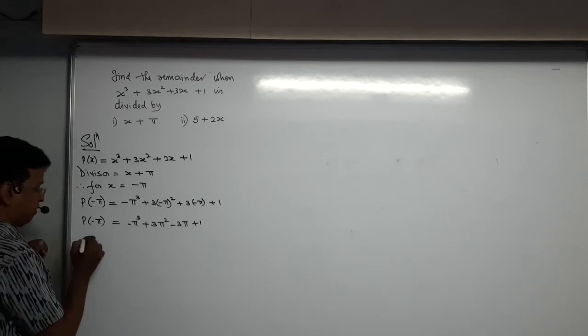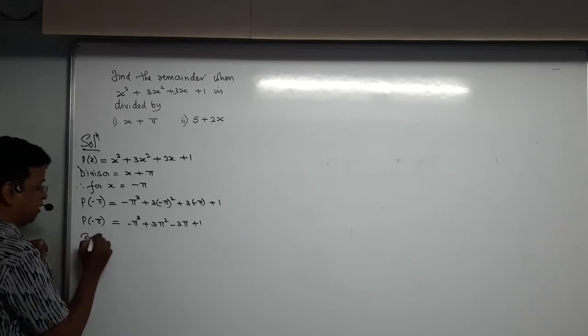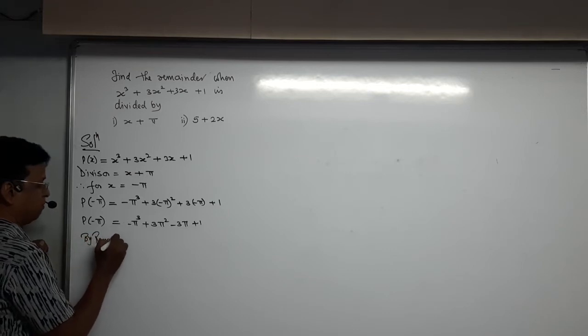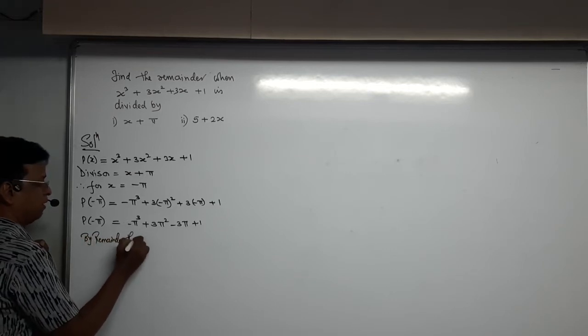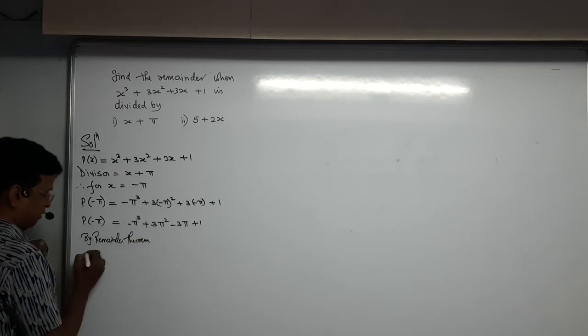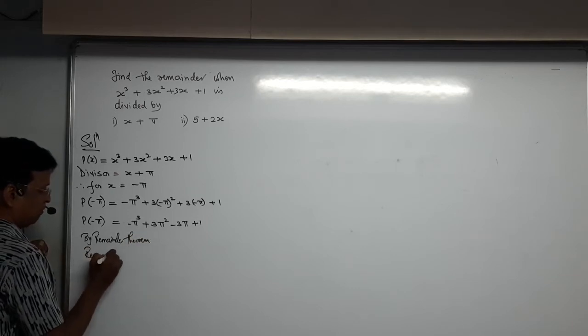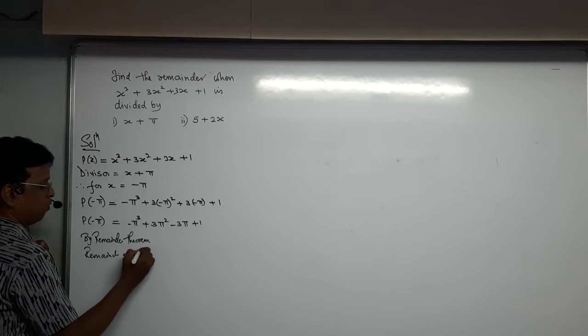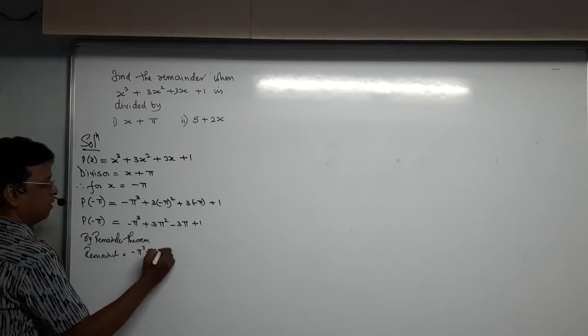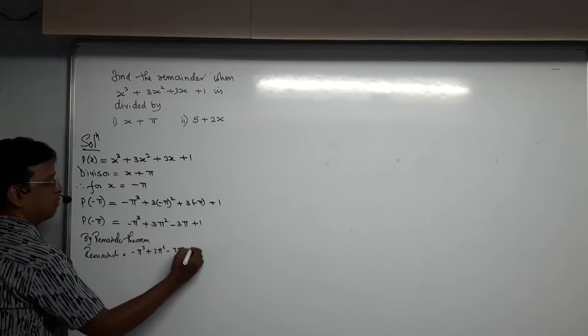Here is the answer. By remainder theorem, remainder is equal to minus pi cube plus 3 pi square minus 3 pi plus 1. That's all.